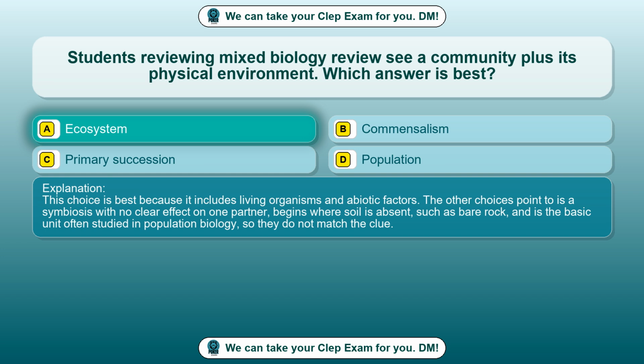The other choices point to a symbiosis with no clear effect on one partner, what begins where soil is absent, such as bare rock, and the basic unit often studied in population biology, so they do not match the clue.